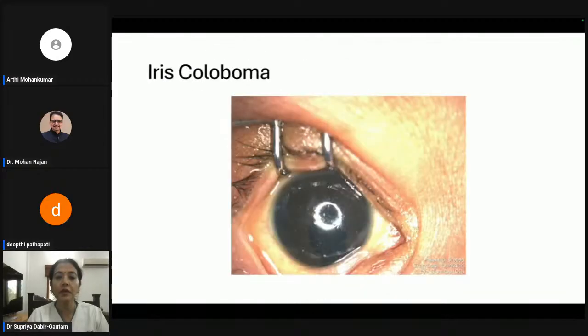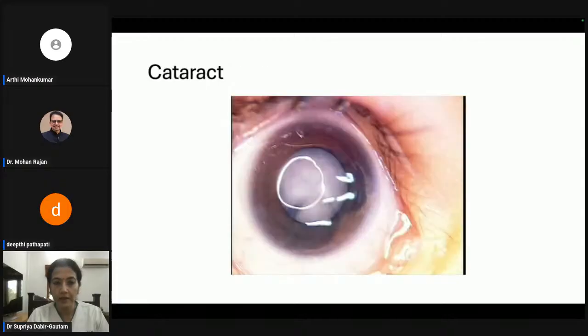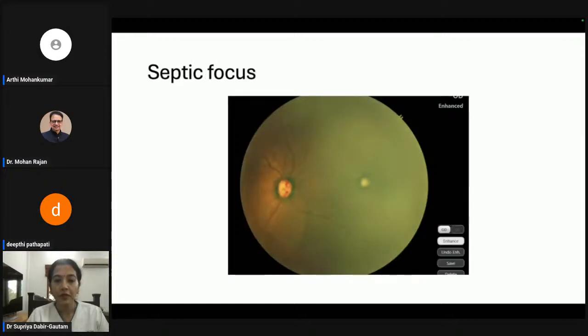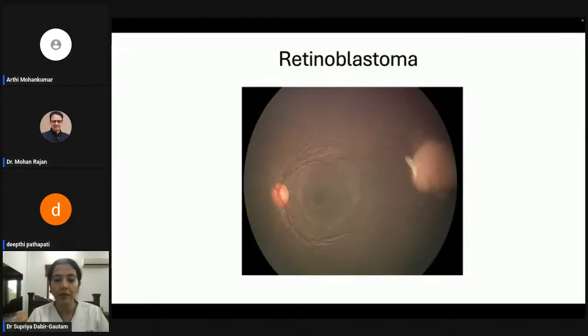What diseases have we got other than ROP? We've got congenital diseases like coloboma, cataracts. This is a retinal coloboma. You get septic foci. This is a baby who had septicemia, and we told the pediatricians about the focus in the retina and the choroid, and that baby needed aggressive systemic management.